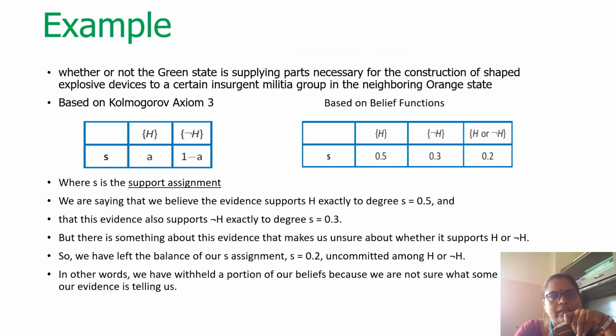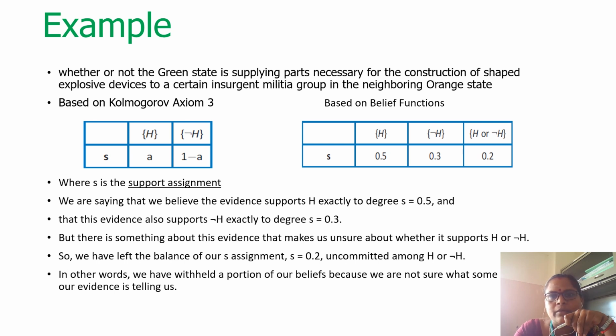To have a very clear understanding of what a belief function is, let us take an example. Suppose I have 2 states, the green state and the orange state, and we have to find whether or not the green state is supplying parts necessary for the construction of explosives, dangerous things, to a certain military group in the neighboring orange state. The difference is in the support assignment denoted as S. As per the traditional Kolmogorov's axiom 3, if the hypothesis H is true, it takes up a value A, and if it is not true, not H will be 1 minus A.